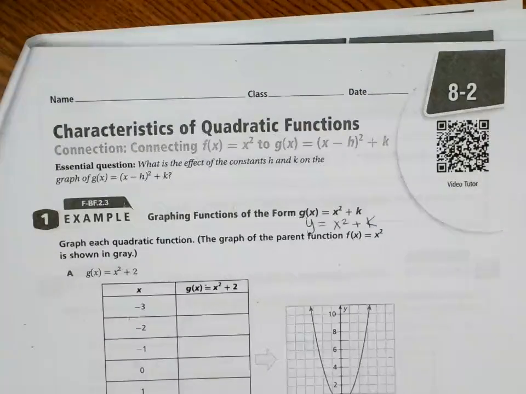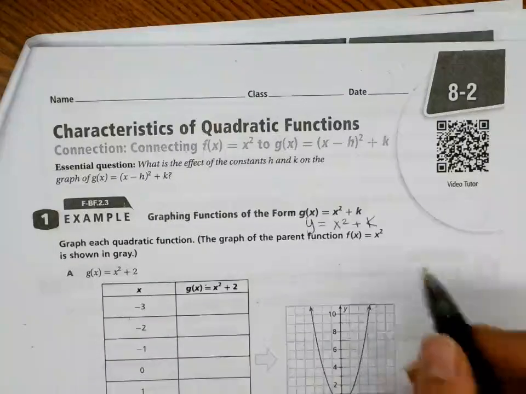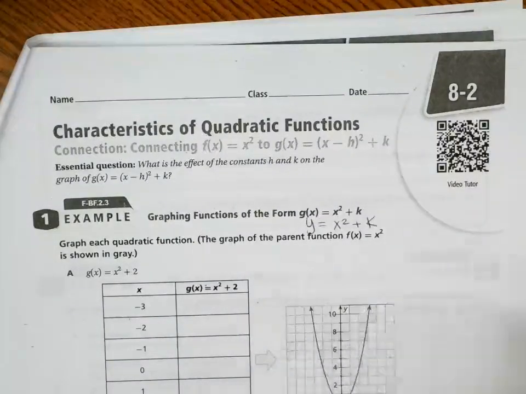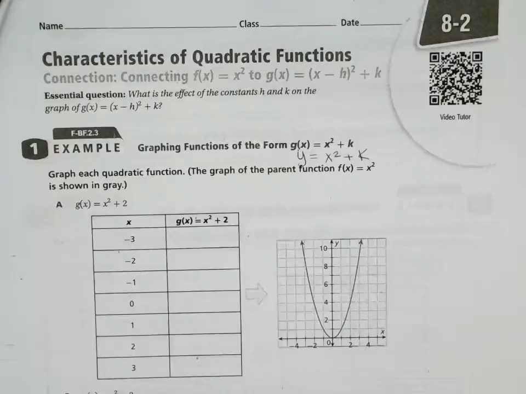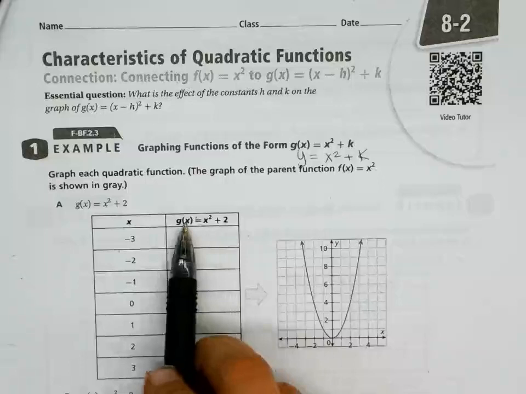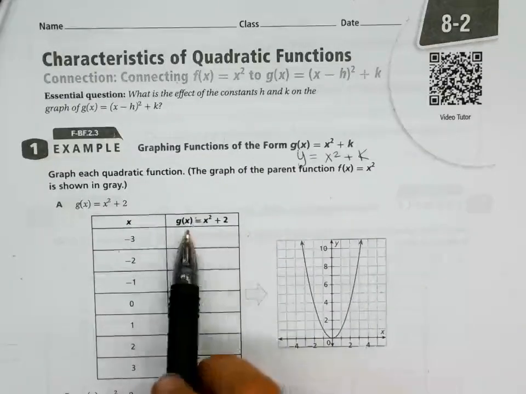The graph of the parent function f of x equals x squared. So y equals x squared is your parent function, okay? And they want you to graph this new function. So f of x, or g of x, right? So it's y equals x squared plus 2.